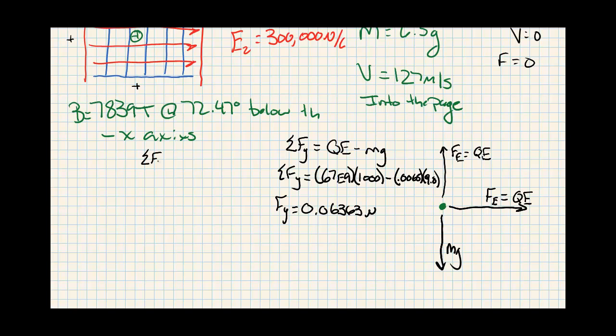So let's look at our sum of forces in the x direction. Sum of forces in the x direction is simply QE for this situation. Okay, so sum of forces in the x direction is going to be 67 e to the negative 9th times the second electric field, which is 300,000. So sum of forces in the x is going to be 0.0201 newtons.